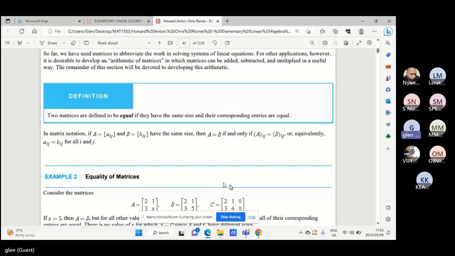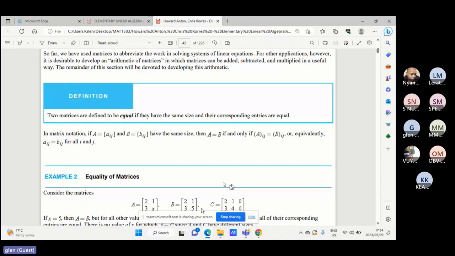Going to the third row in the first matrix. If the first entry in the third row of the first matrix is equal to the first entry in the third row of the next matrix. And if the second entry in the third row of the first matrix is equal to the second entry in the third row of the next matrix.